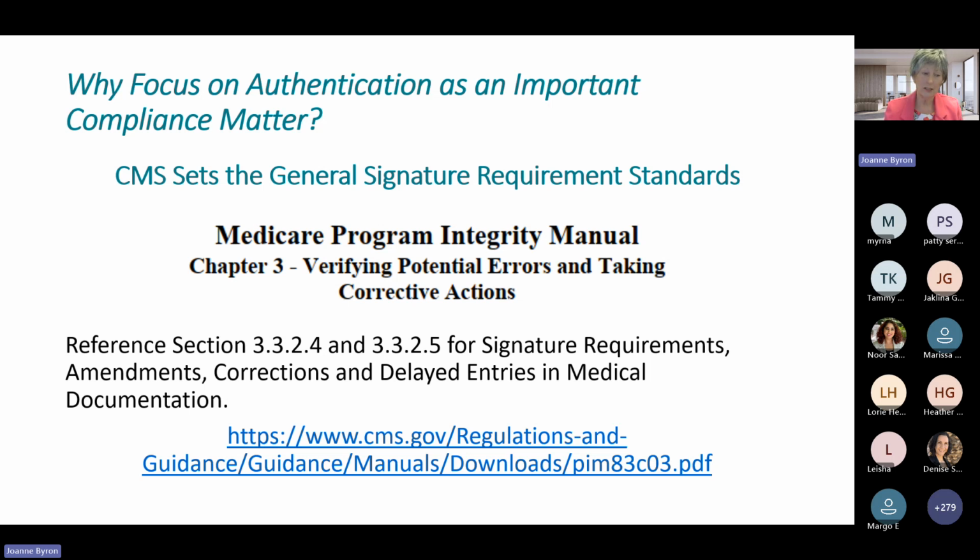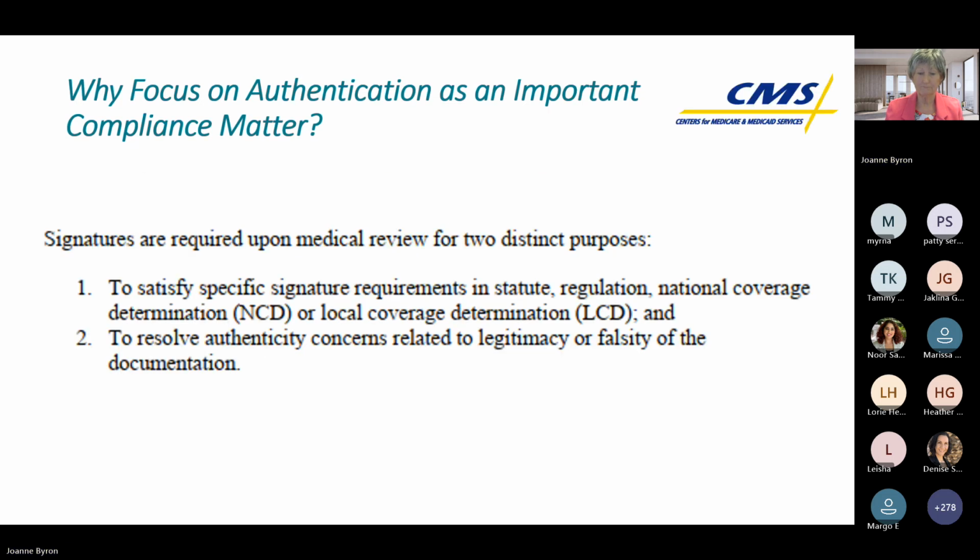So let's go and look at a few specifics. In this CMS Program Integrity Manual, it states there are two distinct purposes. The first one is to satisfy specific requirements according to statutes, regulations, and national coverage determinations, or NCDs, or local coverage determinations, which are now in articles, and to resolve authenticity concerns related to legitimacy or falsity of the documentation.